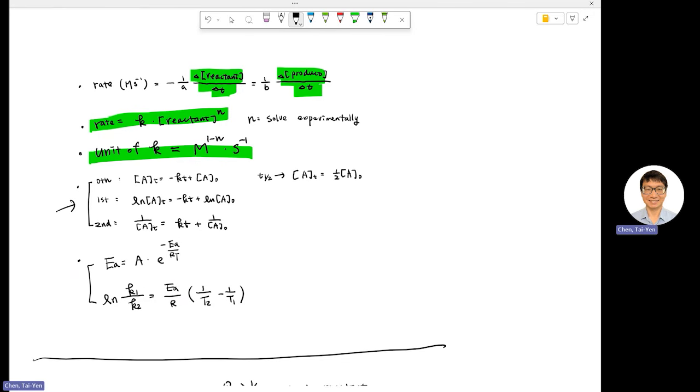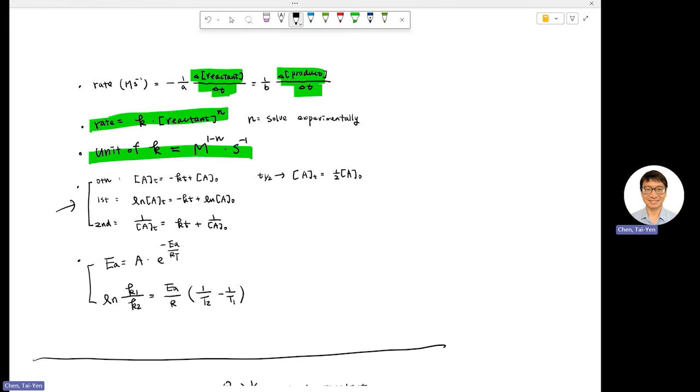If you see a question that talks about two temperatures, it's asking whether you know that your reaction rate constant k is influenced by the temperature. The equation I'm going to use is natural log of k1 over k2 equals Ea over R, times parenthesis 1 over T2 minus 1 over T1.